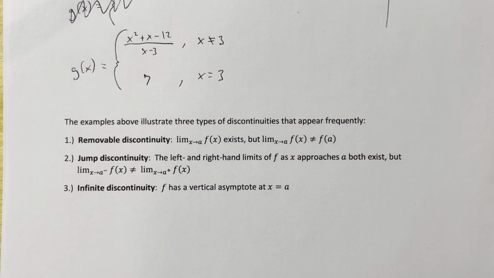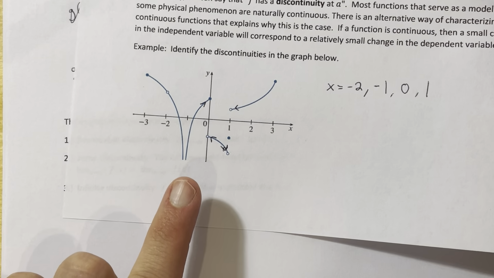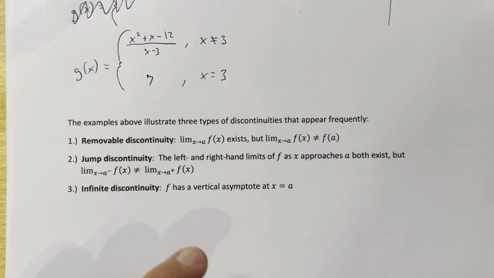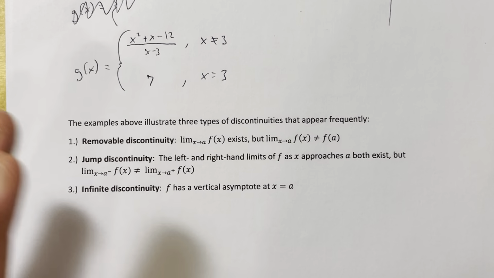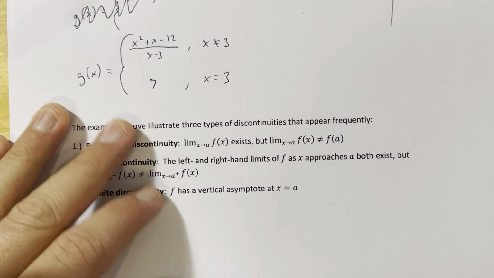An infinite discontinuity is what you get when f has a vertical asymptote at x equals a. That's what we saw here. Okay? Those are not the only 3 types of discontinuities that exist. There are others, but these are the 3 most common types. Okay?